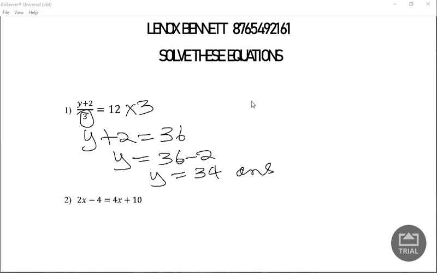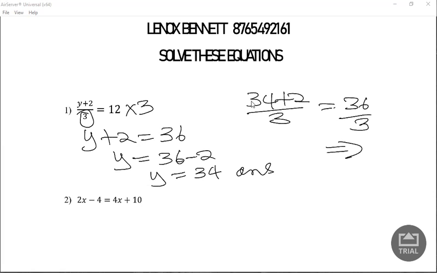Let us check. If we have 34 plus 2 divided by 3, that would be 36 over 3. And of course, 36 divided by 3, that works out to 12. So our answer is indeed correct. All right, so the value is 34. Let's move on to the second one.